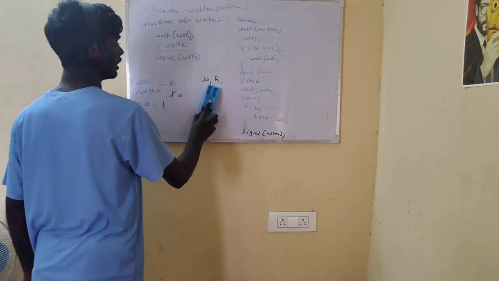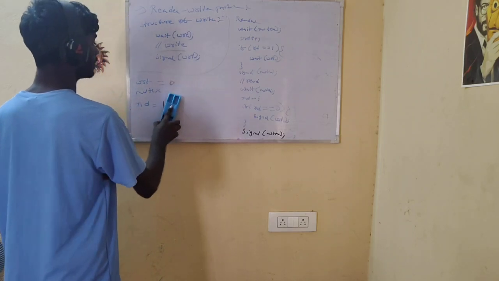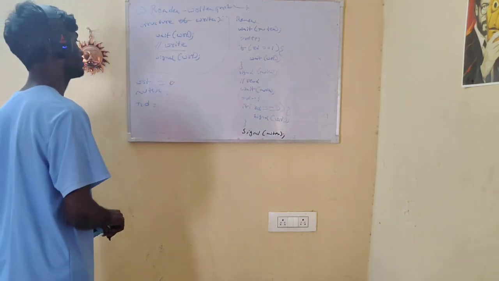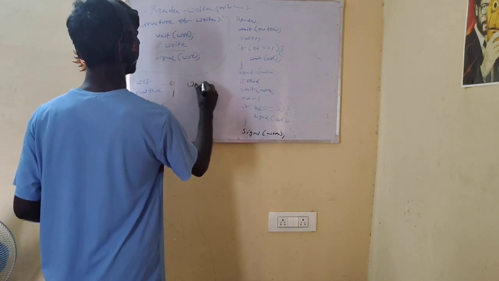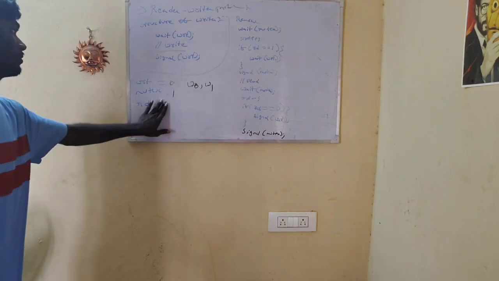This kind of orientation is also checked. So that proves that when a writer is present in the critical section, we are not giving access to any other reader. So now when writer W0 is present, another writer W1 has entered.